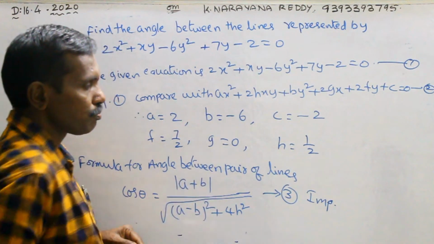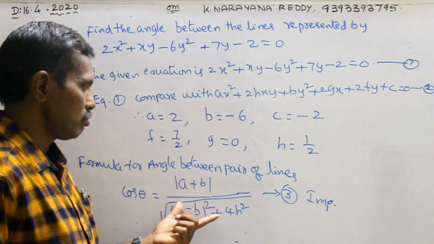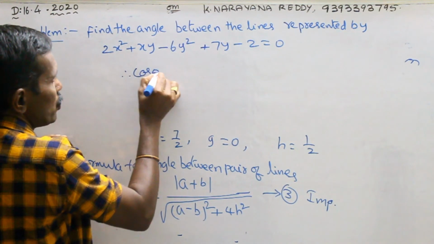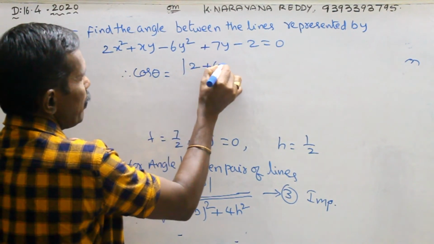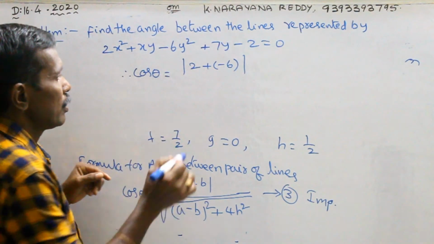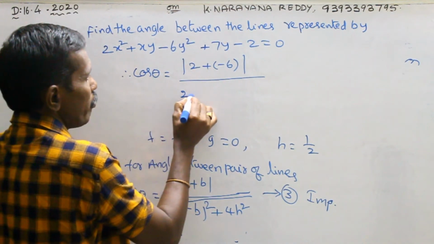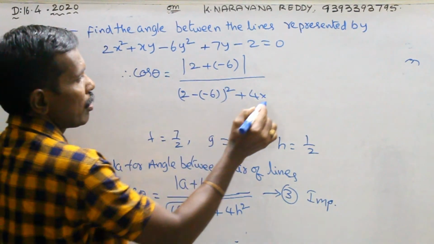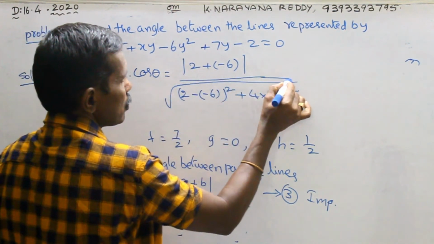Okay? Now simply substitute these values in this formula. That's all. Therefore, cos theta equals to mod of a plus b, where this is a and this is b, divided by the square root of a minus b whole square plus 4 into h square, that is 1 by 2 square. That's all.